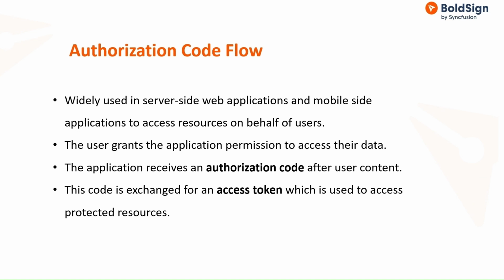Now let's dive into the OAuth Authorization Code flow. Authorization code flow is commonly used in server-side and mobile apps to securely access APIs on behalf of users. It involves obtaining an authorization code, which is exchanged for an access token to access protected resources.